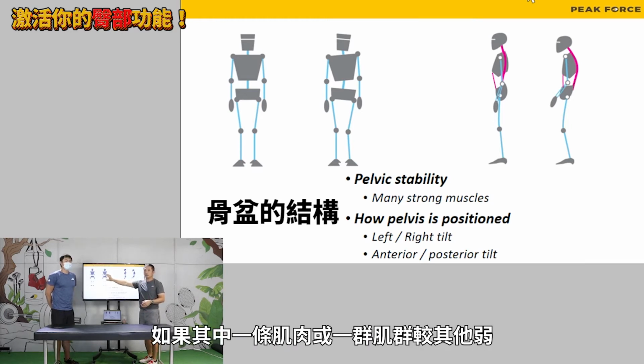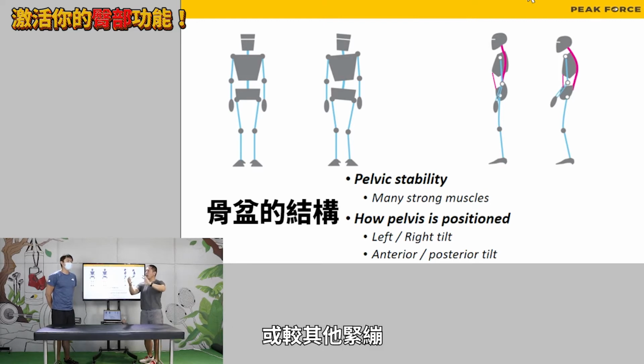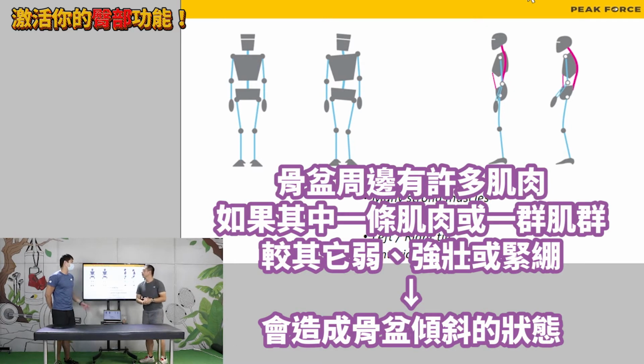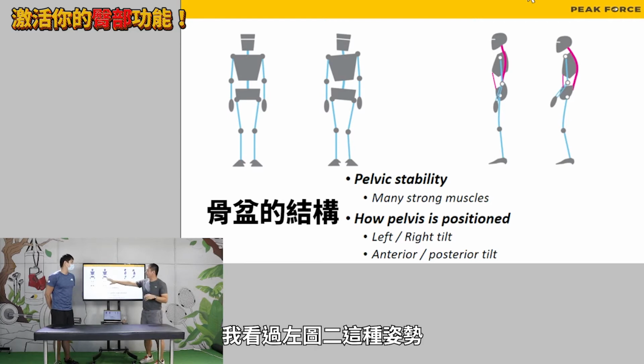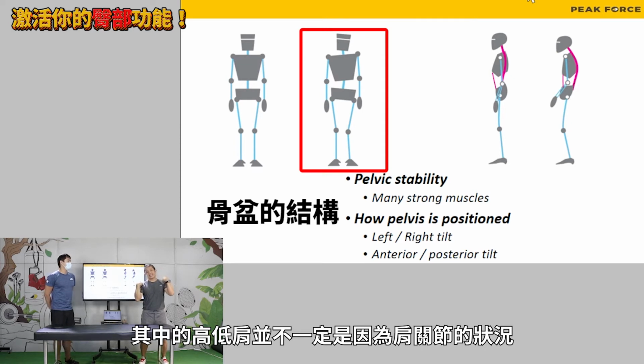There are many muscles around the pelvis. If you have one muscle or one group of muscles being weaker than the other or tighter than the other, of course it's going to tilt the position.